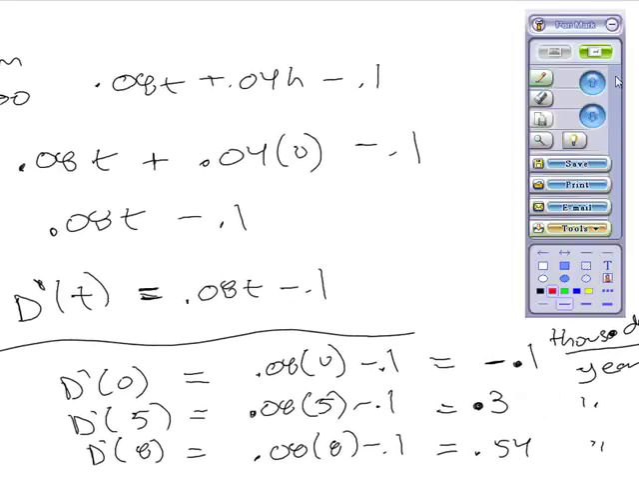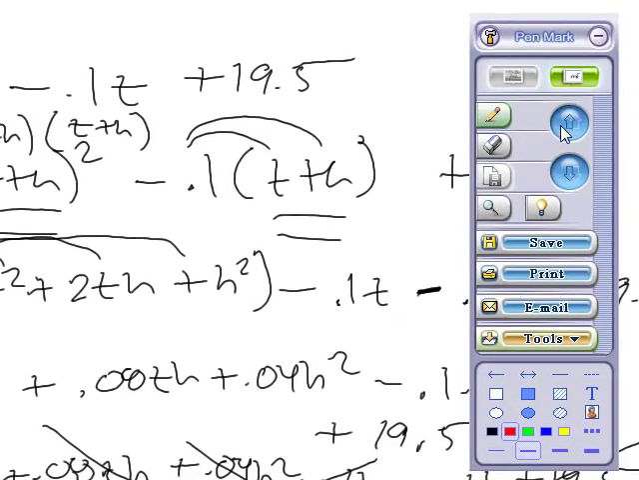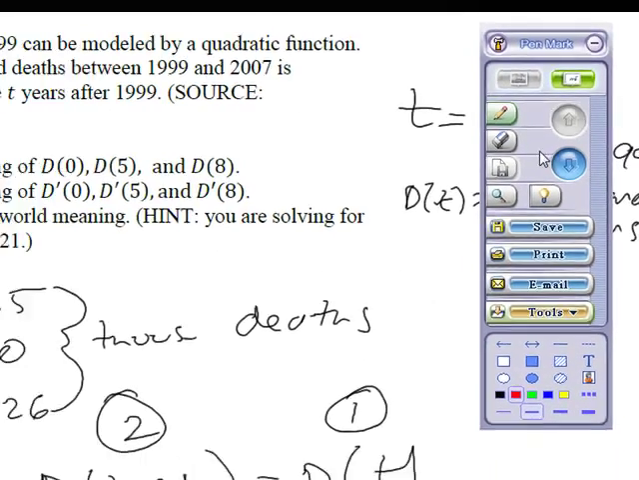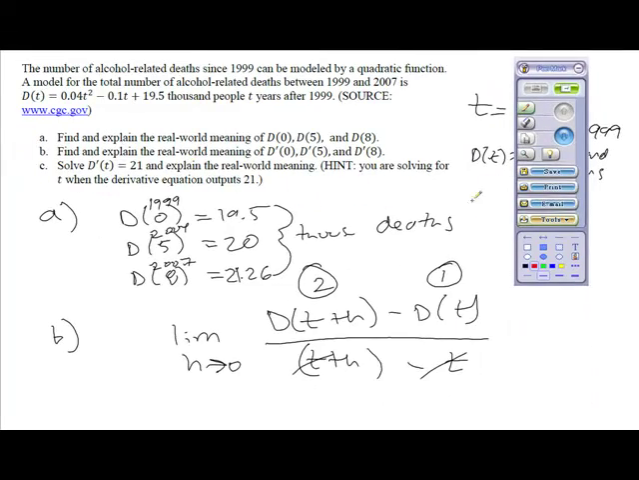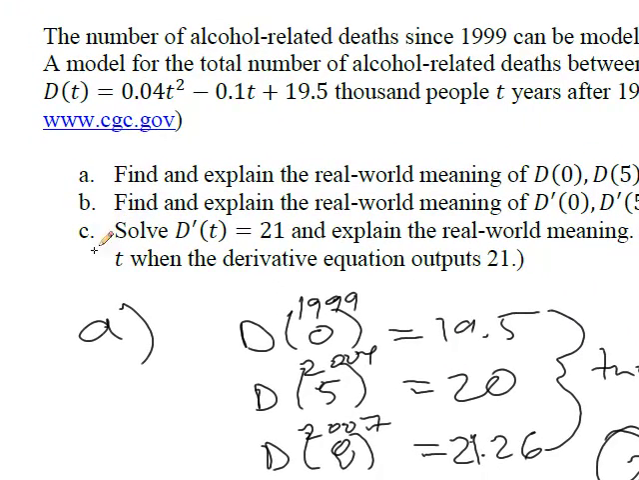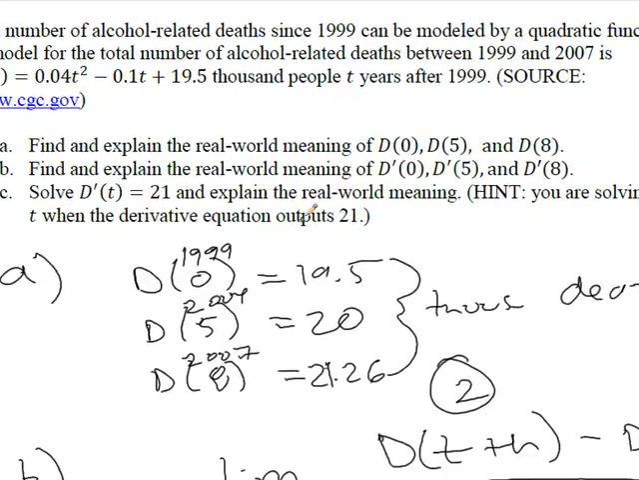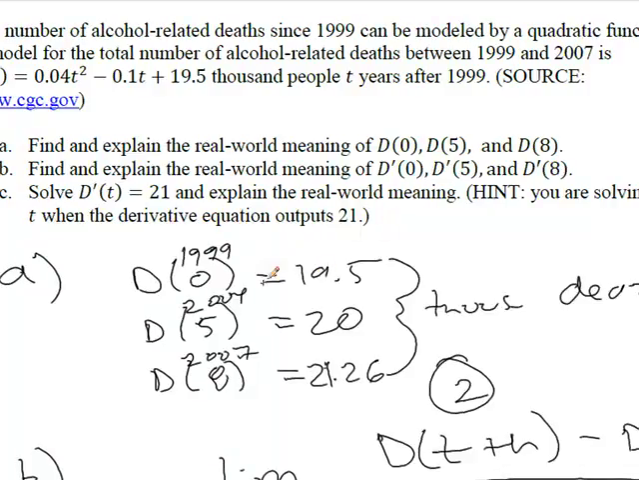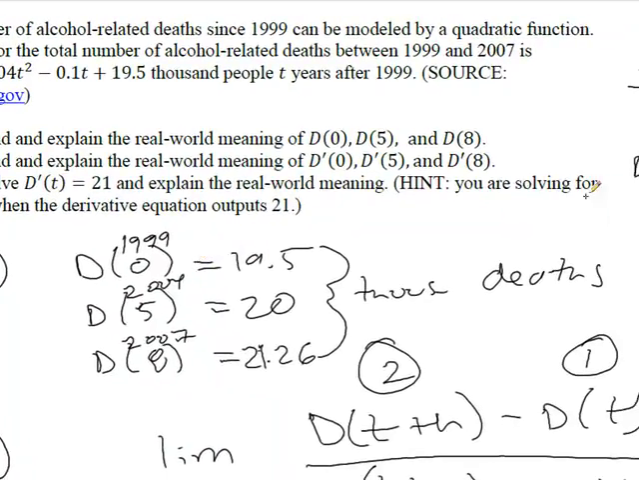And I believe we've answered all the questions. Back up here for a second. Oh, and lastly, we want to do something that we haven't really looked at necessarily, which is solving a slope equation. So this says solve d prime of t equals 21 and explain the real world meaning. Hint, you are solving for t when the derivative equation outputs 21. Well, what does that mean? When the derivative equation outputs 21, that means this guy is a slope. And I want to know, at what time does a slope like this occur?